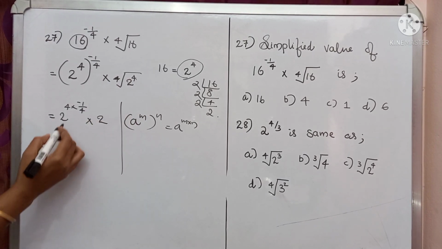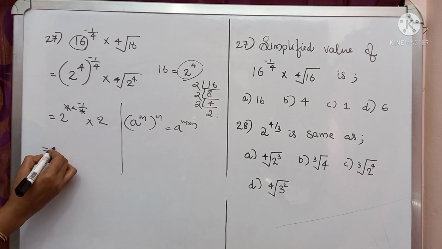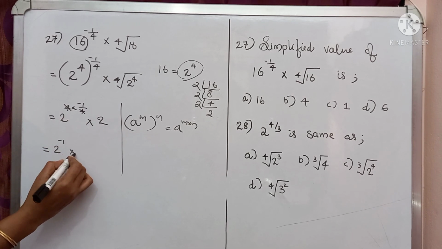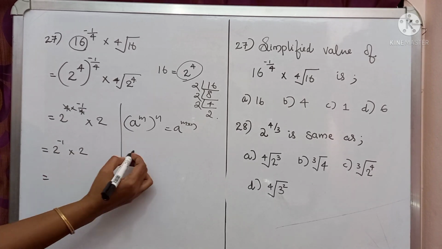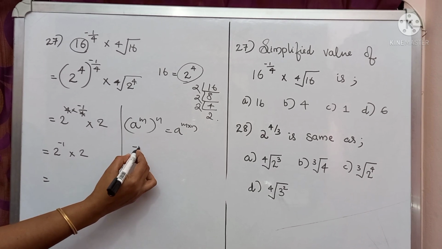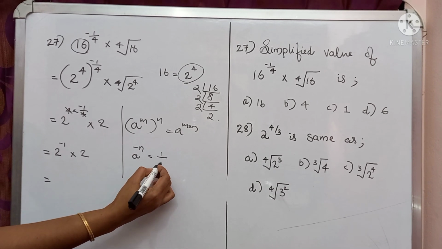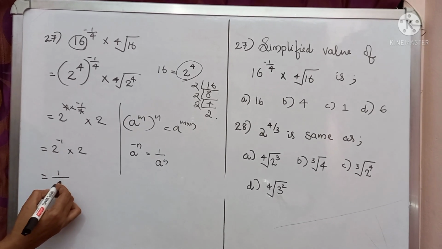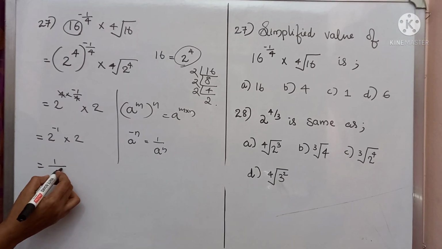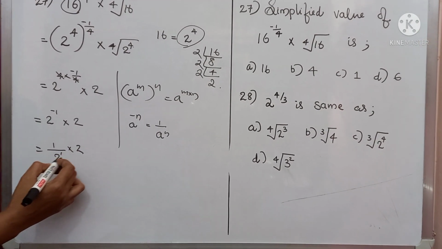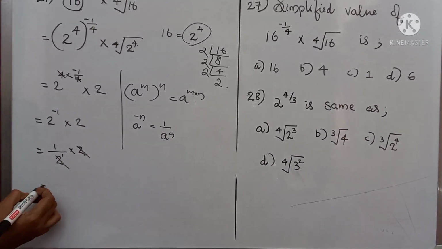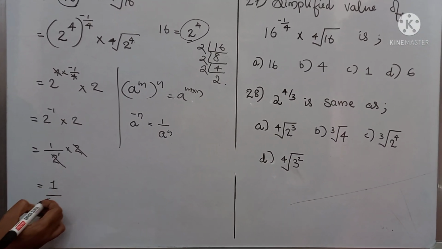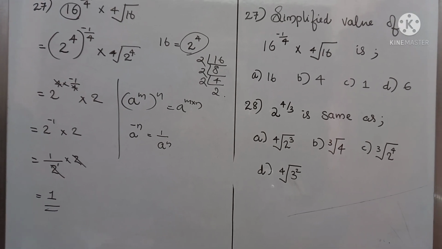That is equal to, 4 and 4 can be cancelled, 2 raised to minus 1 into 2. Then we know 2 raised to minus 1 is of the form a raised to minus n equal to 1 by a raised to n. That is 2 raised to minus 1 is 1 by 2 raised to 1, that is 1 by 2 itself into 2. Here 2 and 2 can be cancelled. Then we are getting that the answer is equal to 1. So our answer is equal to 1.